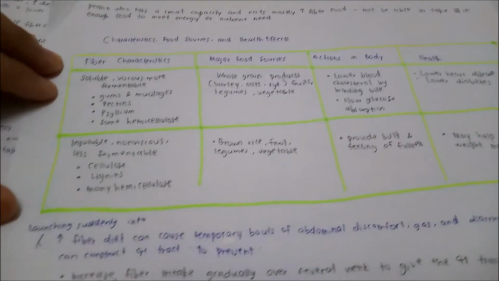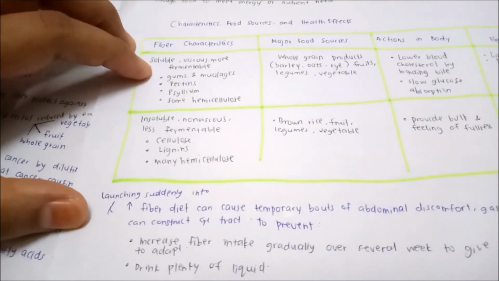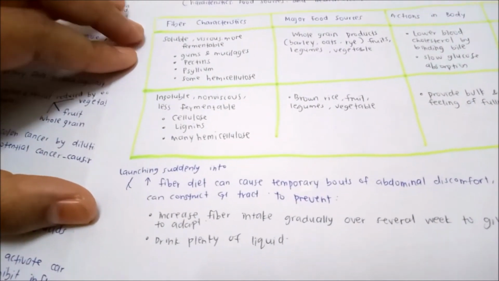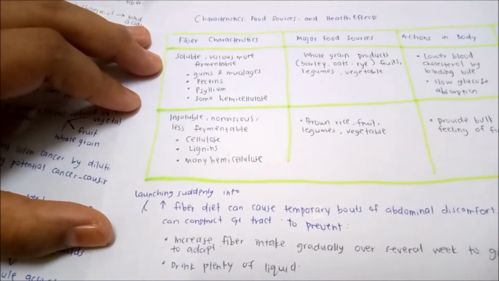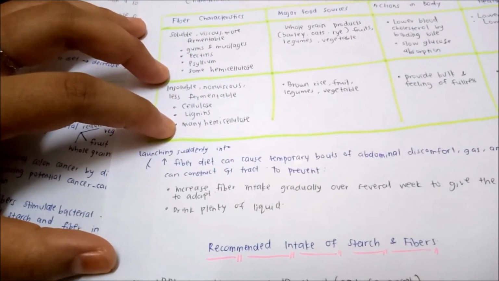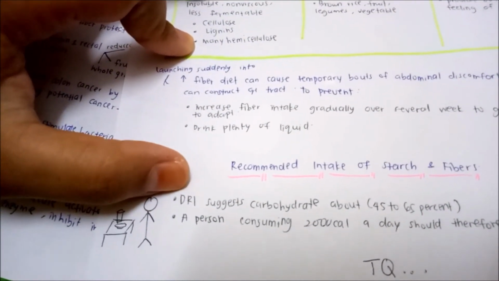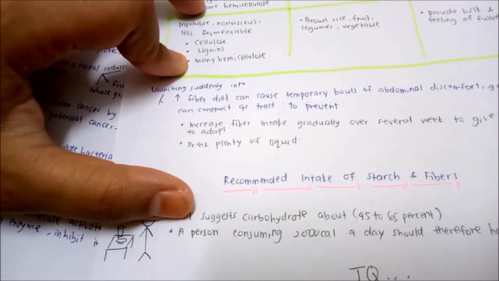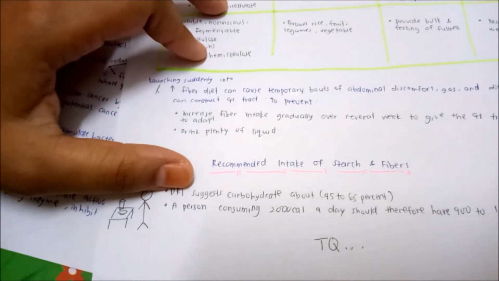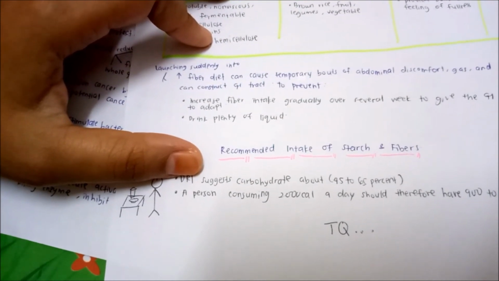Kemudian terdapat dua jenis fiber, iaitu soluble, viscous and more fermentable. Okay, yang kedua ialah insoluble, non-viscous and less fermentable. Okay, kemudian terdapat recommended intake of starch and fiber, iaitu antaranya DRI, dietary reference intake, suggests carbohydrate about 45 to 65%. A person consuming 2000 kcal a day should therefore have 900 to 1300 kcal of carbohydrate.